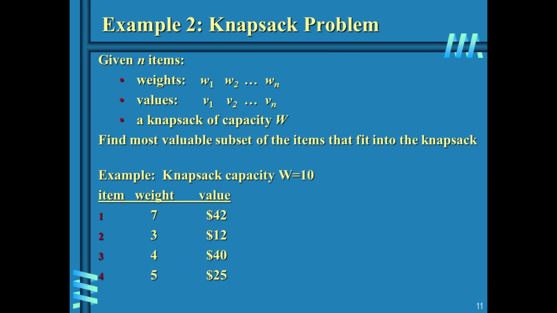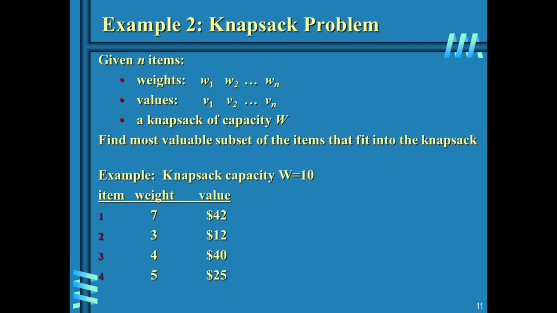Next, we will discuss the knapsack problem. What is a knapsack problem? Given n items of known weights W1, W2, and so on up to Wn, and values V1, V2, and so on up to Vn, and a knapsack of capacity W, the problem is to find the most valuable subset of the items that fit into the knapsack in such a way that the total weight of the items does not exceed the knapsack capacity W.